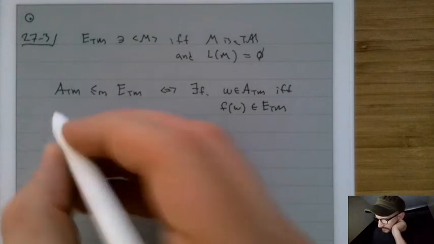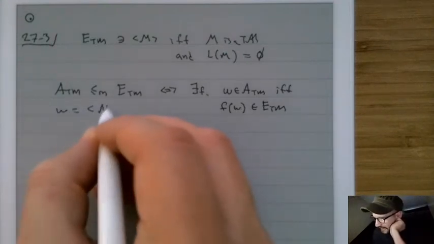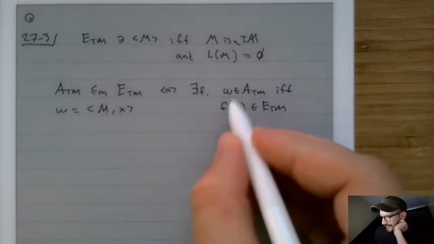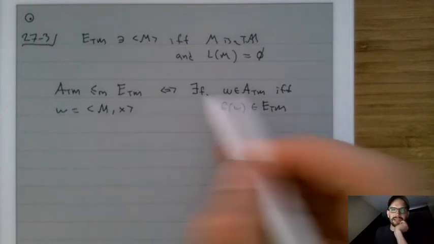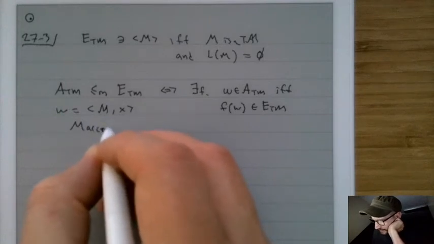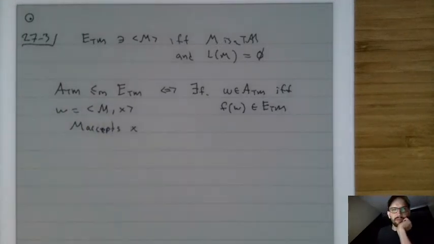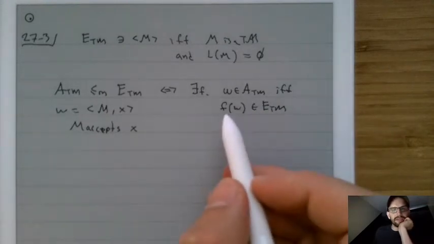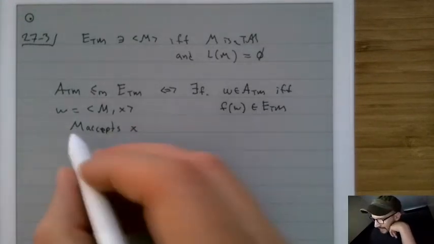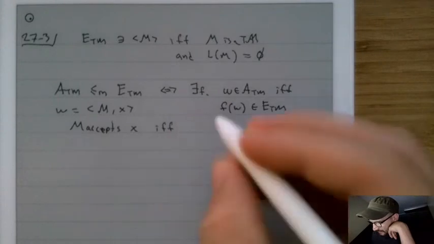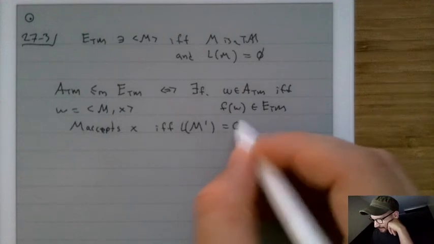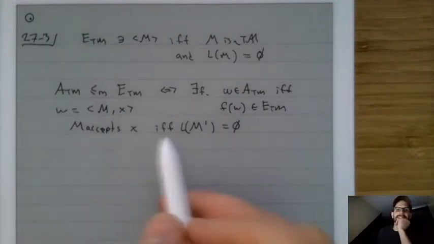W, in this case, is an M and a string X. And so W is an M and an X, and it is inside of ATM if and only if M accepts X. And what we want to do is we want to make f of W return something that's inside of ETM. So that means that we want M to accept X if and only if some other machine, MPrime, its language is empty. Okay, so this is the setup of f.